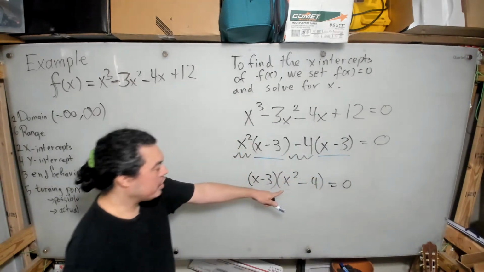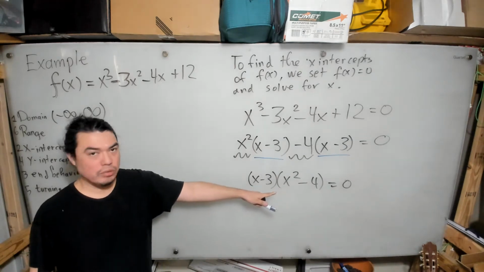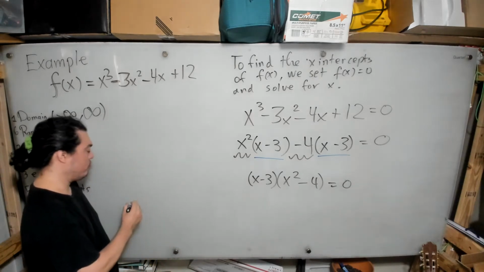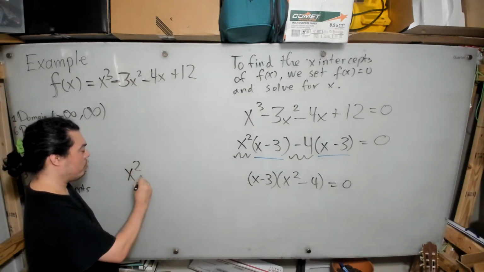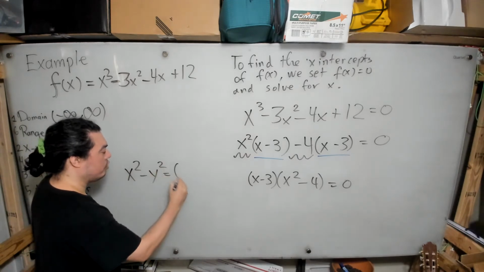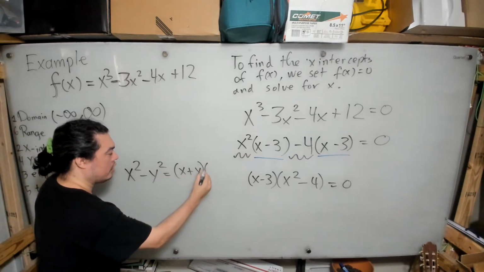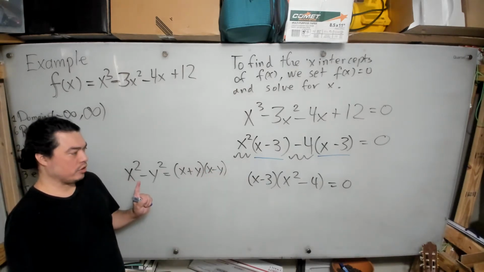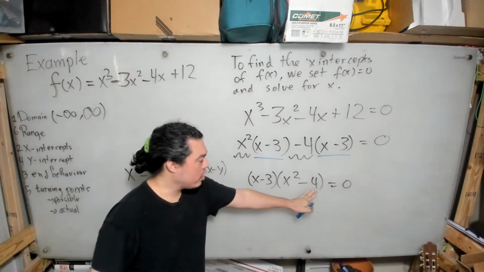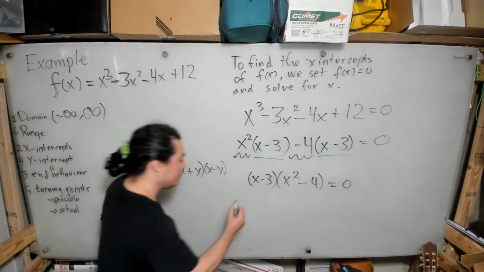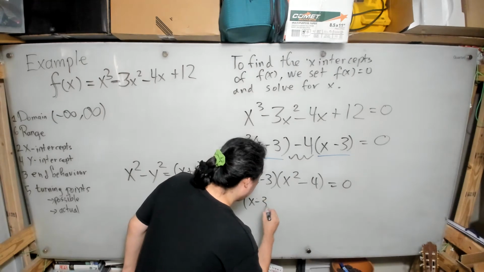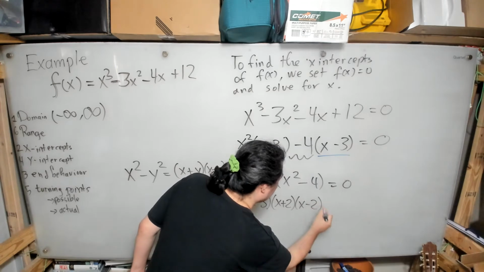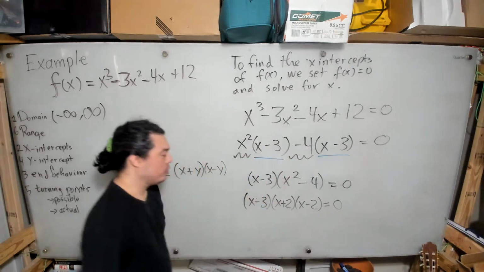Now look at this term here. Do you recognize this term? Does this look important? It looks important, right? I don't know if you guys remember, there's a special formula: x squared minus y squared equals x plus y times x minus y. That's the difference of squares. I know that 4 is 2 squared. So this finally can be written as x minus 3 times x plus 2 times x minus 2, and that equals 0.